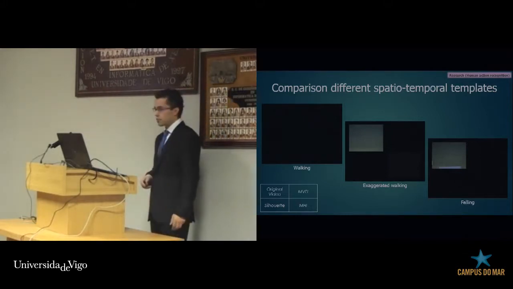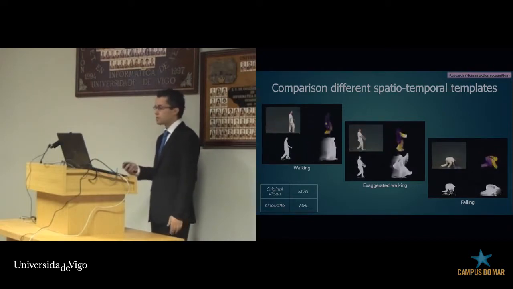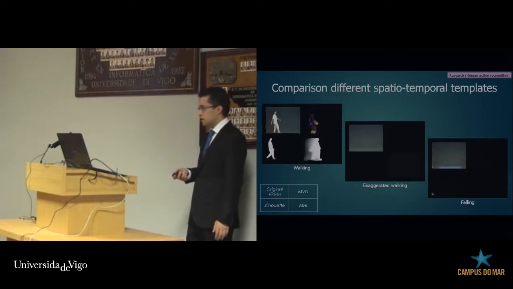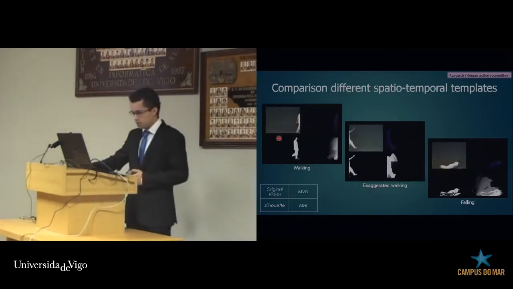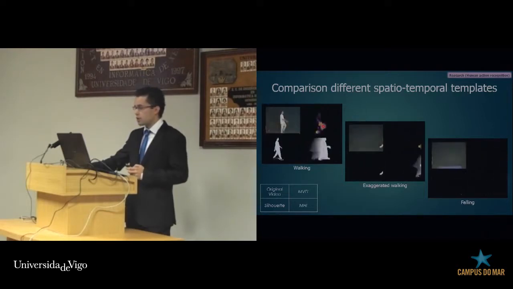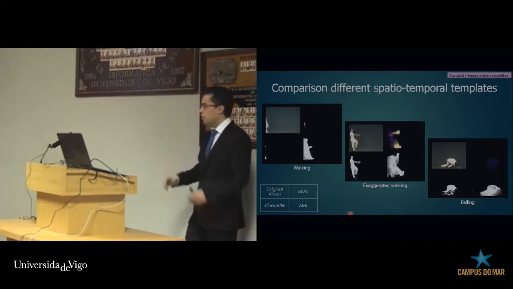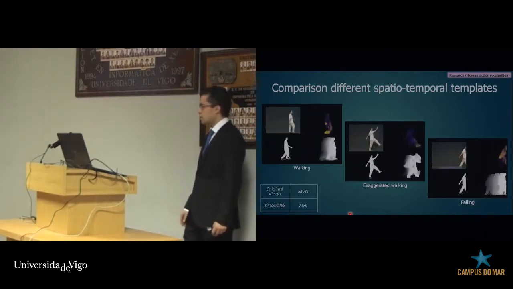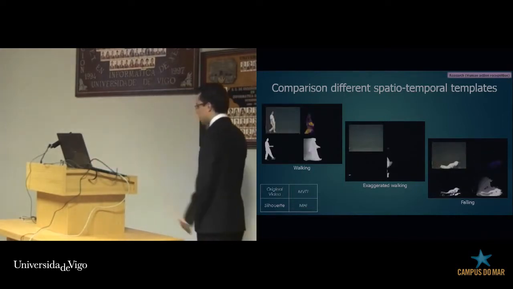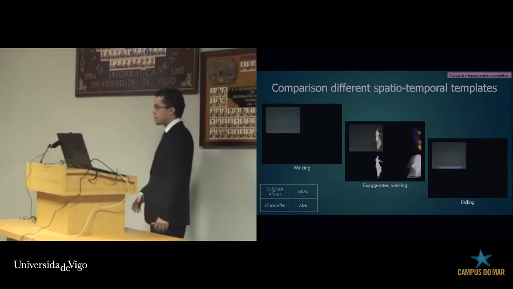So this is an example of comparison with different spatio-temporal templates. We are using frame difference, that is that one, and this is motion history images, and this is our template. So you can see very well in yellow the parts more involved in your movements, because sometimes, for example, when you are walking, it's important to see how your hands or your feet are moving.